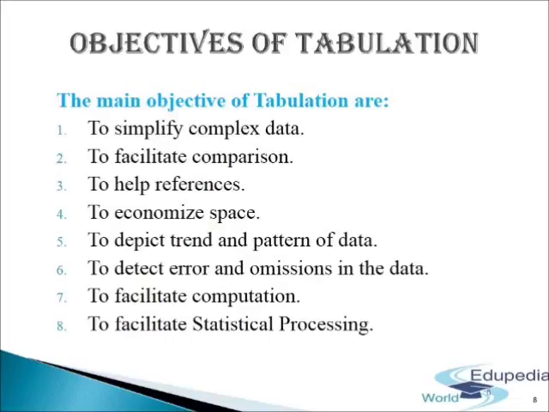Tabulation facilitates comparison. Comparable figures can be placed in juxtaposed columns for easy comparative study. Since a table is divided into various parts and for each part there are totals and subtotals, the relationship between different parts of data can be studied easily. Third point, to help reference. When the data are arranged in tables with titles and table numbers, they can be easily identified and made use of as a source reference for a future study.